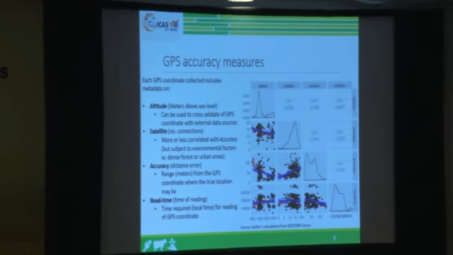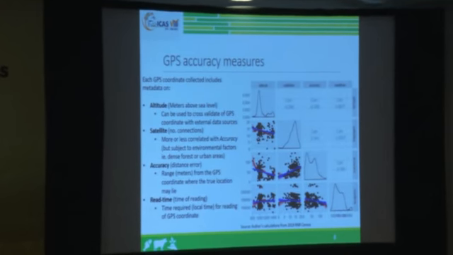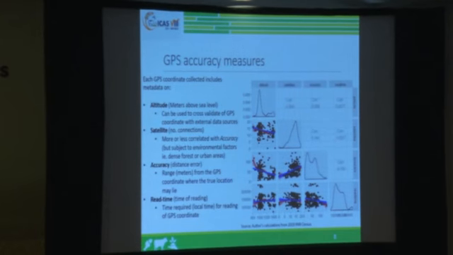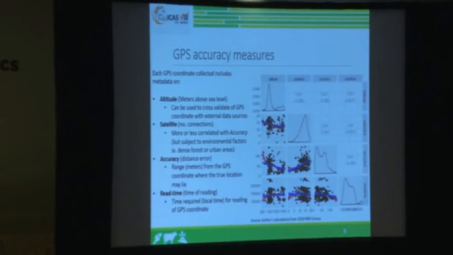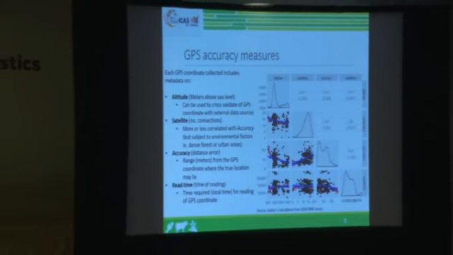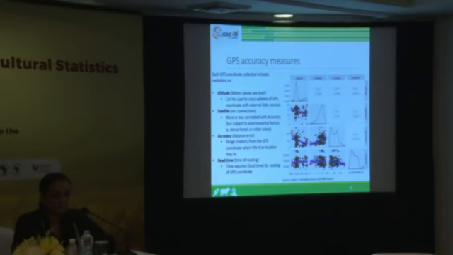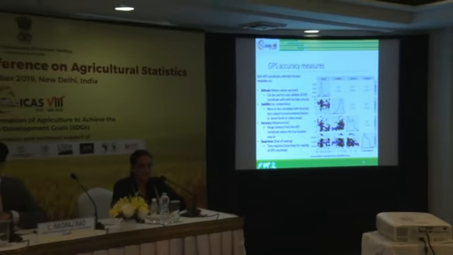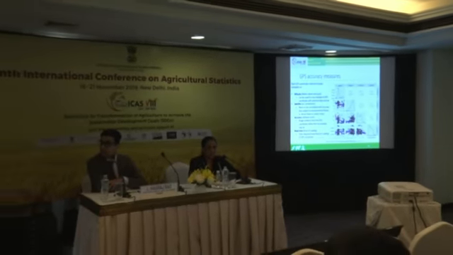And I'll just give you a little bit of introduction of what those four terms actually mean. So the first, every time we take a GPS point within the survey, we collect altitude, which is at what altitude that GPS point was collected. The second is satellite. The satellite means how many satellites the particular tablet device used for collecting the data was connected to during the time of the interview.